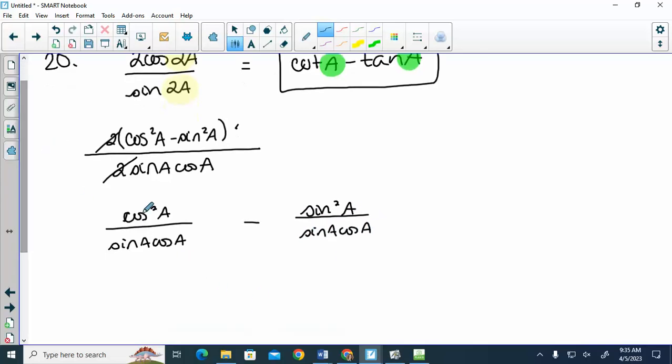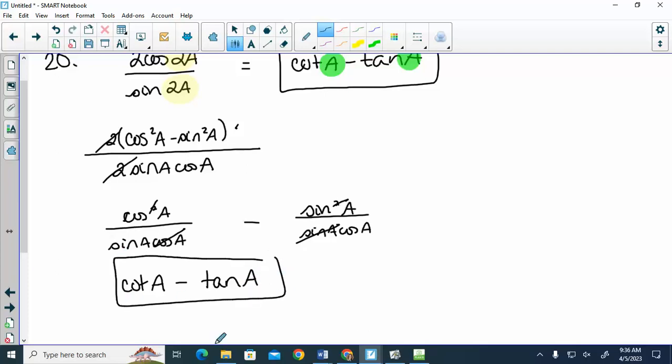So in the first one, I can drop a cosine out. In the second one, I can get rid of a sine. So in the first one, I have cosine over sine, which is cotangent. Second one, I have sine over cosine, which is tangent. Remember, those quotient and reciprocal identities are not given, so you have to know those.